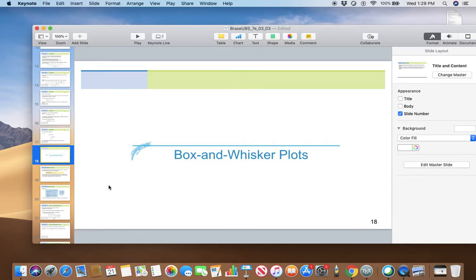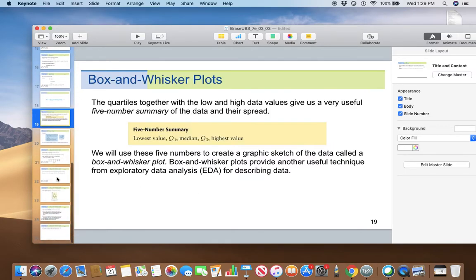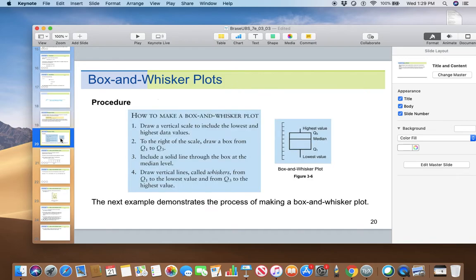Box and whisker plots. The quartiles together with the low and high data values give us a very useful 5-number summary: lowest value, first quartile, median, third quartile, and highest value. We use these 5 numbers to create a graphic sketch of the data called a box and whisker plot. Box and whisker plots provide another useful technique from exploratory data analysis for describing data.